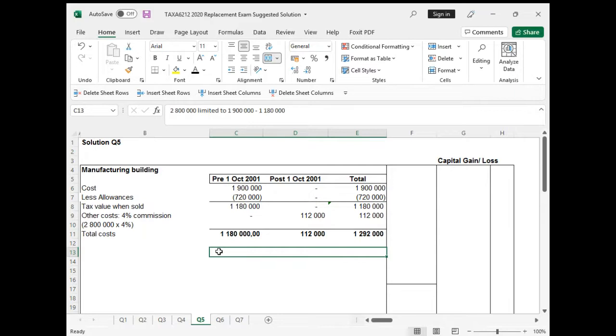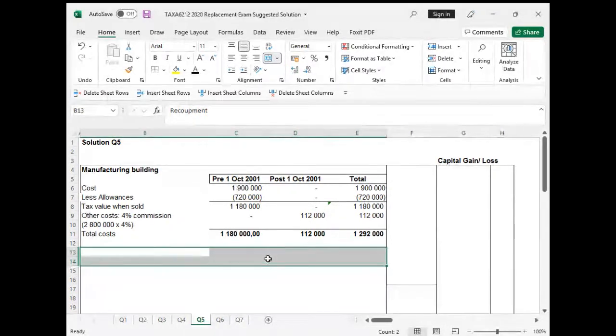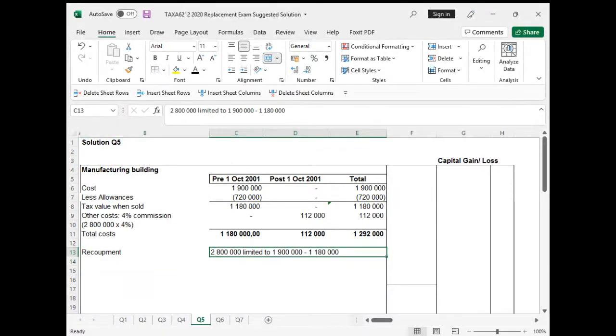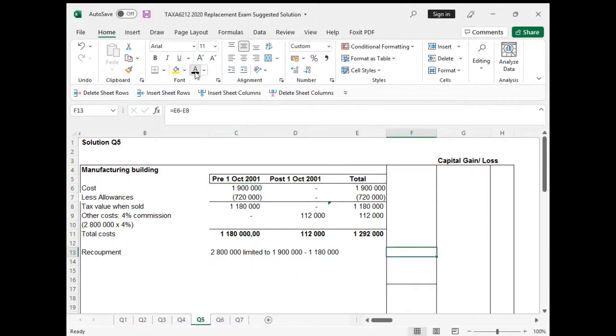Now, to work out our gain, we first have to go work out the recoupment. So step 1 is the recoupment. Okay, the recoupment is limited. The 2.8 is limited to our original cost of 1.9 here, less the tax value at the date we sell it. So we've got our recoupment value of 720. Now that recoupment value, if you had a big question, would be included as part of your taxable income calc, but because they only ask for your capital gains and loss, you just show it separate.